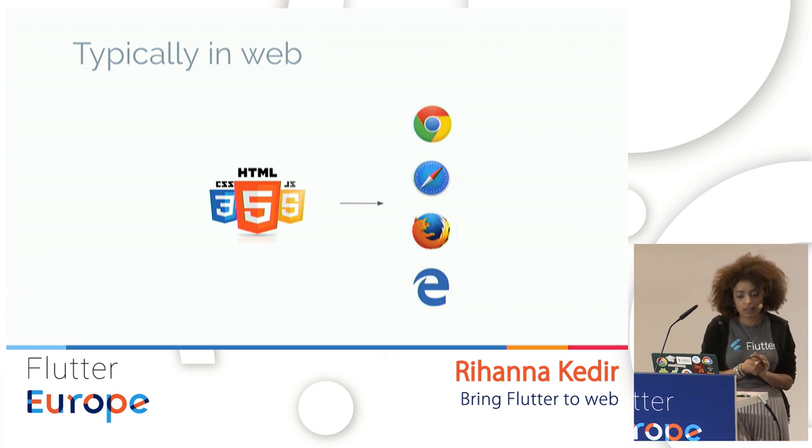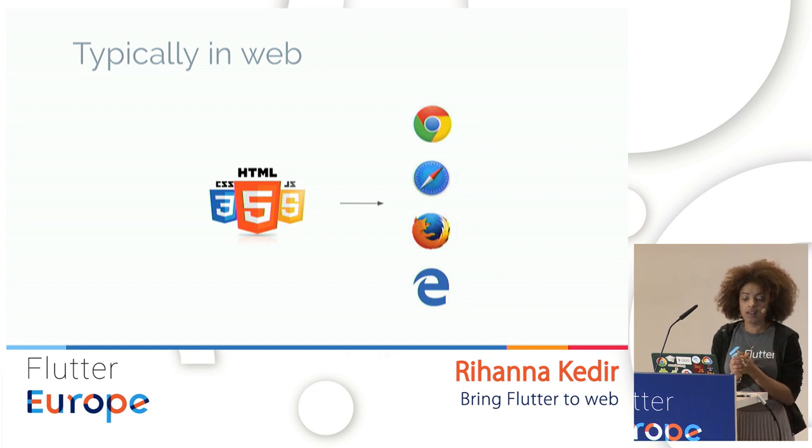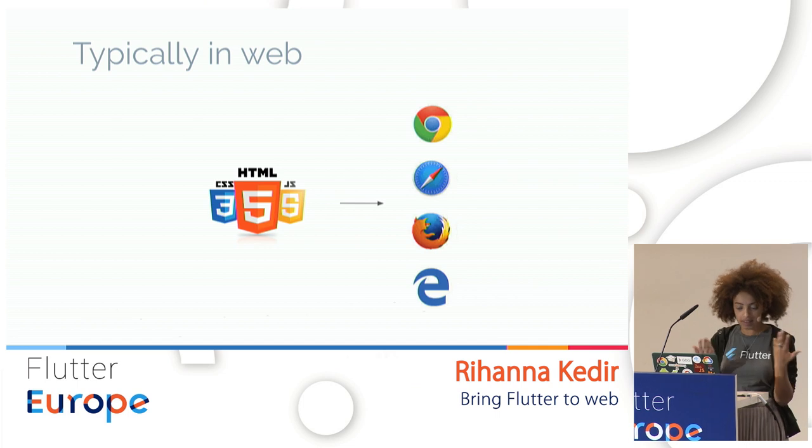Basically, on the web, what happens is that we give the HTML, the CSS, and the JavaScript, and the browser will take care of building the layouts and giving style to the layout.